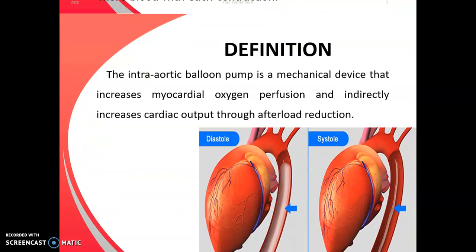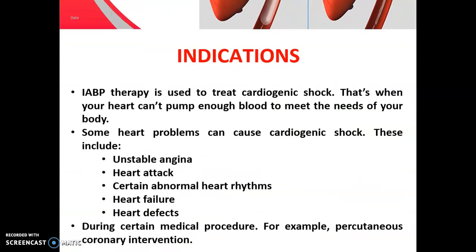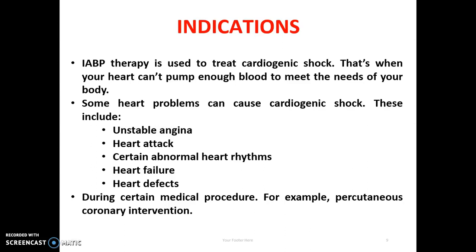The intra-aortic balloon pump is a mechanical device that increases myocardial oxygen perfusion and indirectly increases cardiac output. IABP therapy is used to treat cardiogenic shock. Cardiogenic shock occurs when your heart can't pump enough blood to meet the needs of your body. Some heart problems like unstable angina, heart attack, abnormal heart rhythms, heart failure, and heart defects can cause cardiogenic shock. Cardiogenic shock may also occur during certain medical procedures like percutaneous coronary intervention.